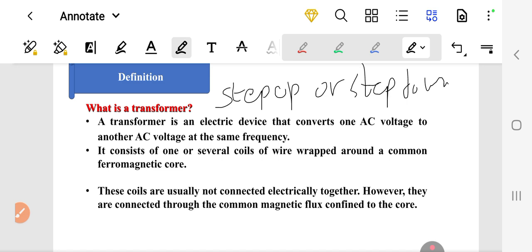It consists of one or several coils. It can be one coil for auto transformers or several coils for two-winding transformers, or more than two coils wound around a common ferromagnetic core for the passage of flux from the primary winding to the secondary windings. These coils are usually not connected electrically. The connection between the coils is through the magnetic flux. However, they are connected through the common magnetic flux confined to the core, the common flux that passes through the core from the primary to the secondary side.